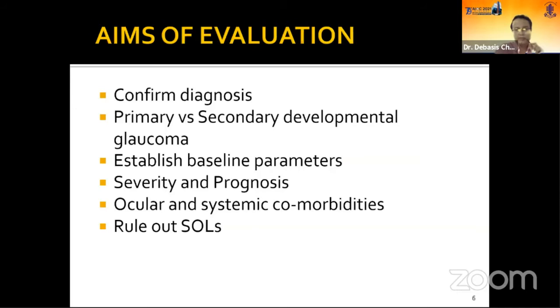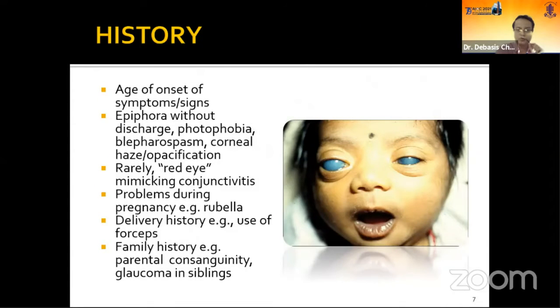So while we are trying to evaluate a child with congenital glaucoma, what are our aims? First of all, to confirm the diagnosis that it is indeed a case of PCG. Number two, to exclude secondary developmental glaucoma. Number three, to establish the baseline parameters for this child. Number four, to assess the severity and prognosis of the disease. Number five, to assess any ocular and systemic comorbidities. And number six, to rule out any space occupancies that mimic glaucoma.